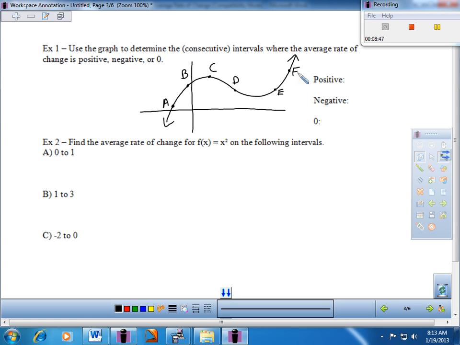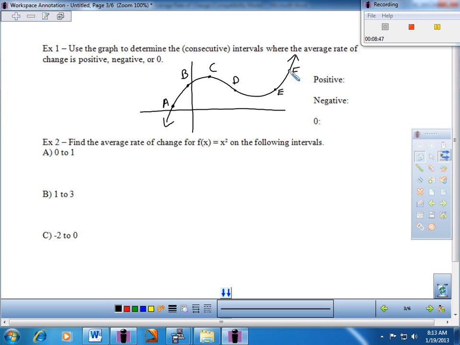And rather than belaboring the point too much here, all I want you to do is start telling me, without any number crunching or anything like that, talk to me about what do you think would go on with the average rate of change between A and B. Do you think that would be positive or negative or 0? How about from B to C, from C to D, from D to E, and E to F?